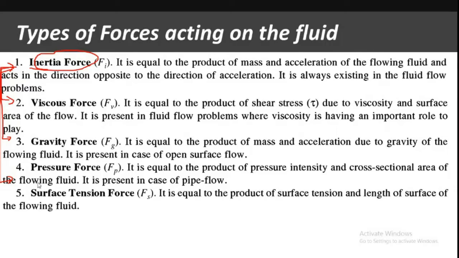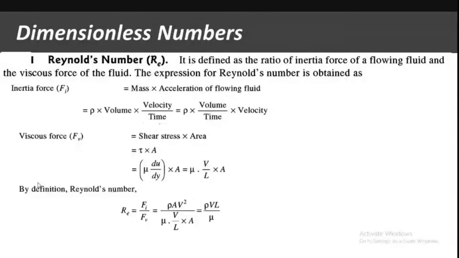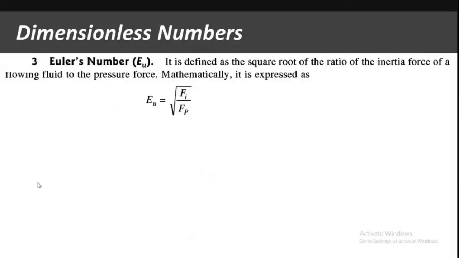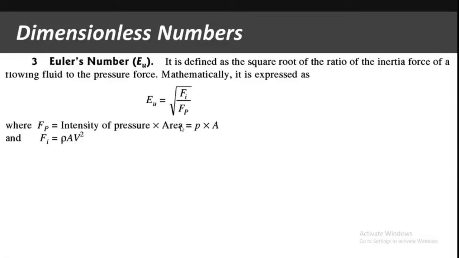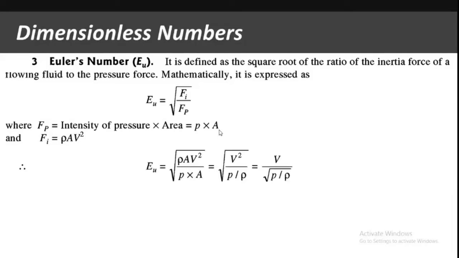अभी आपको स्क्वायर रूट ऑफ इनर्शिया अपॉन प्रेशर फोर्स लेना है. ओके. सो इट इज the square root of the ratio of inertia force to the pressure force. Mathematically, Eu is denoted by Euler's number is denoted by Eu. So Eu equals to under root of Fi upon Fp. ओके, मैं यहाँ पे inertia force जो है that is rho A v square, इसका derivation पहले देख लिया था. And Fp is nothing but pressure into area. Okay, so we'll put these values. So Eu equals to under root of rho A v square upon P into A.